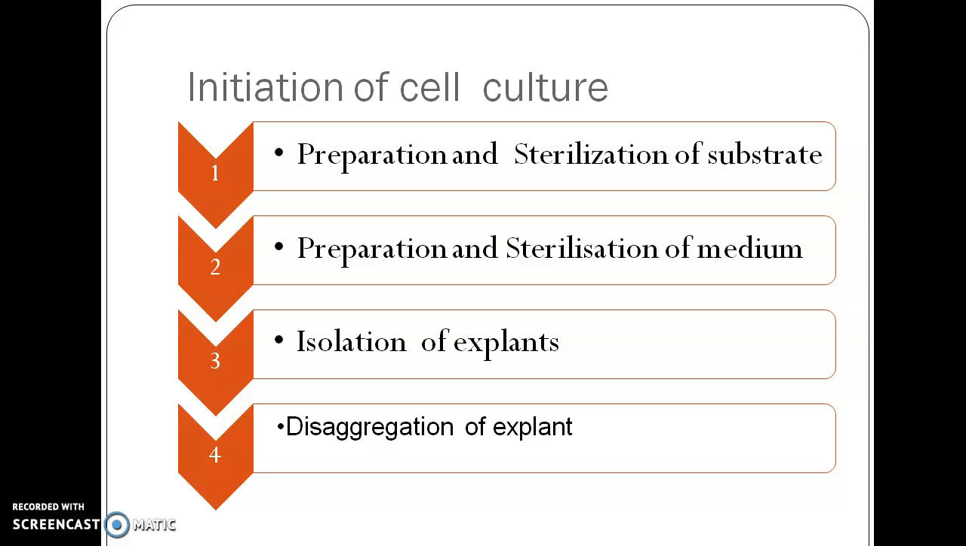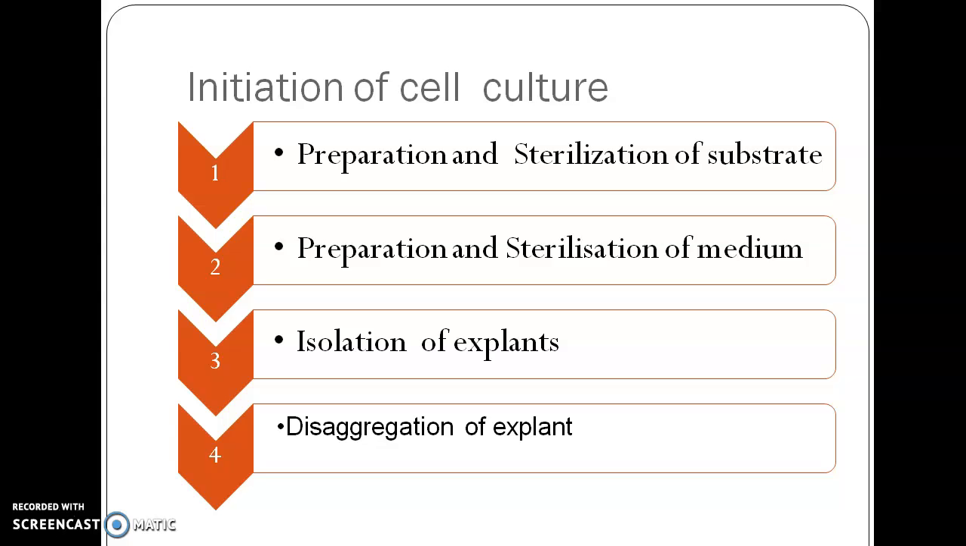Initiation of cell culture. This involves 4 steps, that is preparation and sterilization of the substrate, preparation and sterilization of medium, isolation of the explant. The site of opening is sterilized with 70% alcohol and tissues removed aseptically and placed in a balanced salt solution. Then we disaggregate the explants.